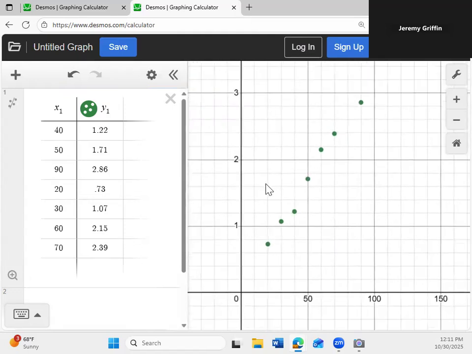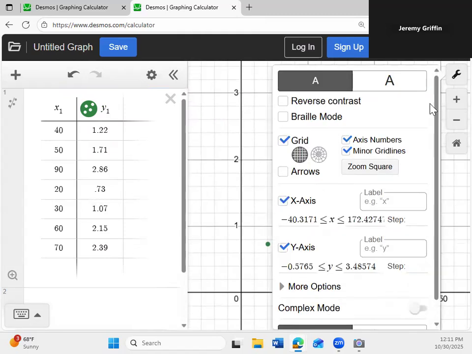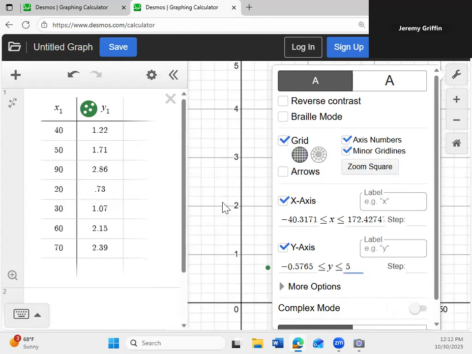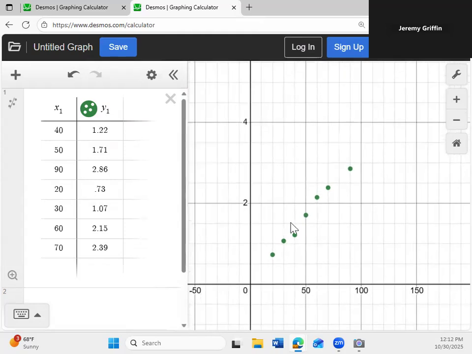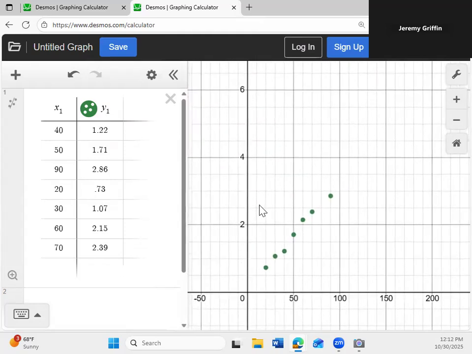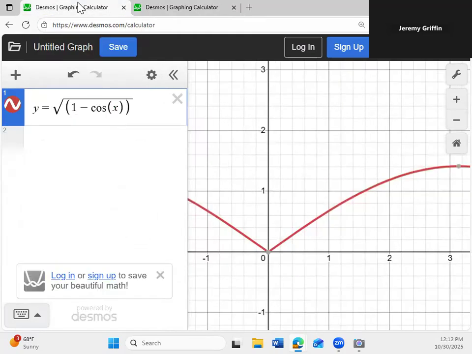Oh, yeah. All right, that was a good call. Thank you. I could not figure out how to do that. Thank you, guys. Here, let me change this to like 5. Yeah, that looks pretty good right there. All right. So, it could maybe fit that curve, maybe something like that?